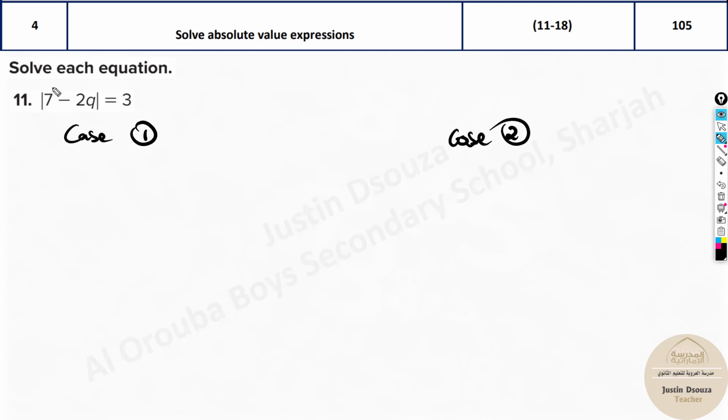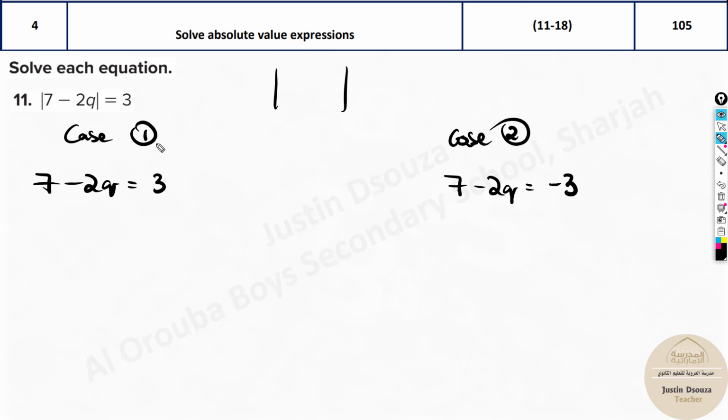First case, write this without the absolute value. See these two lines? Don't write those. Write the equation only: 7 minus 2q equals 3. Case 2 is 7 minus 2q equals minus 3. This is the difference: you're writing minus 3 here, it was plus 3 over here.